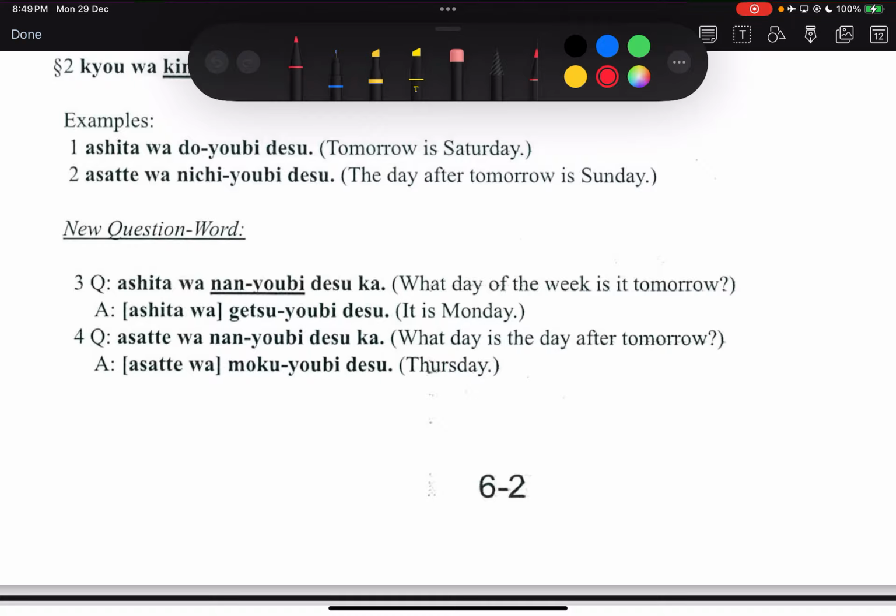Any questions? No. So new, the gozen, so the AM comes in front, is it? Yes, we will put the gozen in front of the timing. Okay, next new question word.